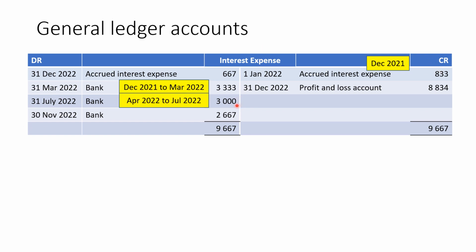Then I've got my payment for interest from April to July. We've calculated that amount. And then finally, I've got my payment of interest from August to November. That amount was 2,667.